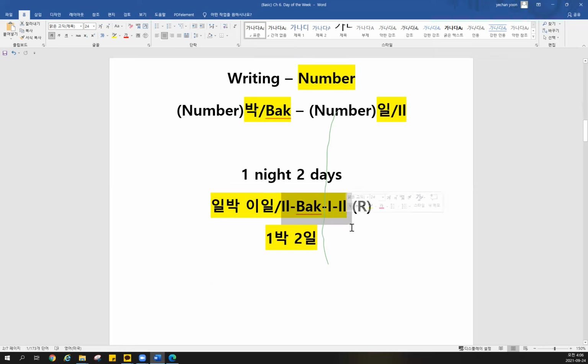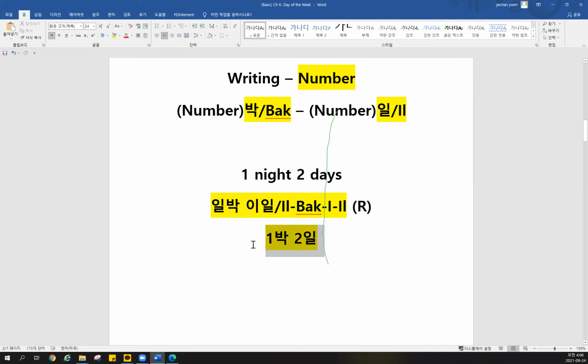1박 2일. This is how you can read it. And the writing is going to be really simple, just like this, using some numbers. That's all. Okay. So guys, please remember that, my students, if I ask about this kind of thing, please answer in the chat with this format.